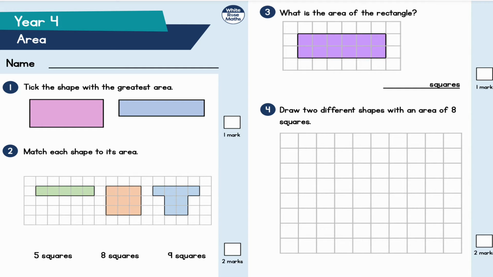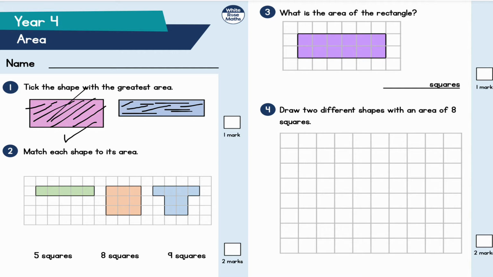This is question number 1. Tick the shape with the greatest area. Area means, if I was to shade inside this shape, how much space does this rectangle take, or this shape take? I can clearly see that this rectangle is bigger than this rectangle, therefore this shape has the greatest area, because it's clearly bigger than this surface here.